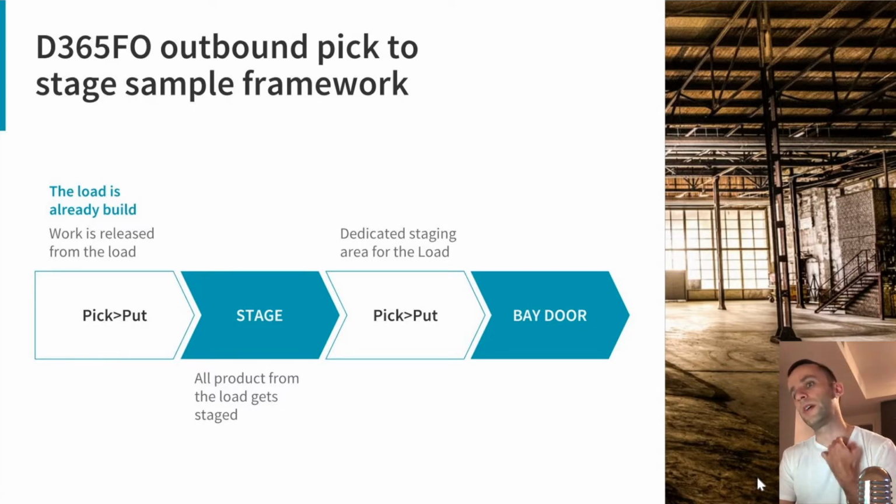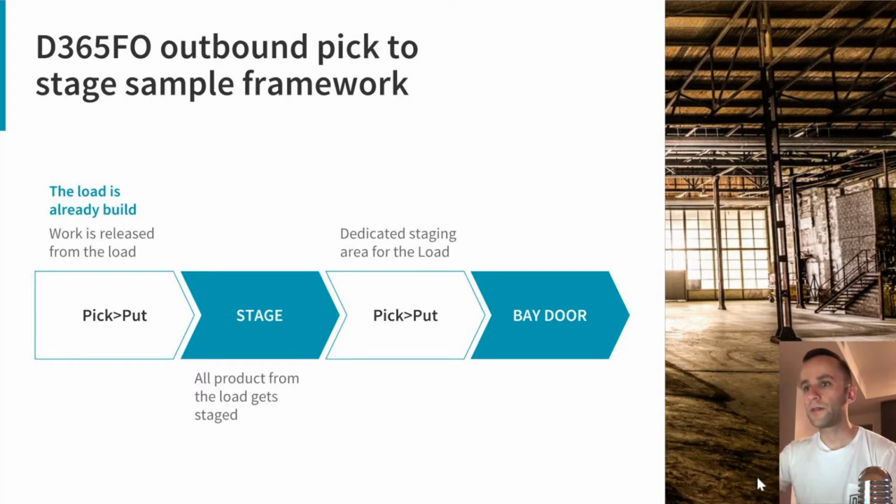So we put all the products from that sales order to staging, and from staging we do the pick and put to the bay door. This is your happy scenario. Why do I say happy? Because you already know your load and you're operating based on the load that you created. It makes it simple because all of that transaction logic can be tied to a load, and the scenario also implies that you have a specific dedicated staging area for one bay door or load.